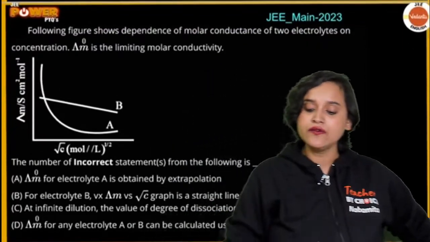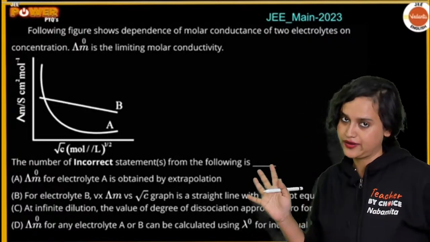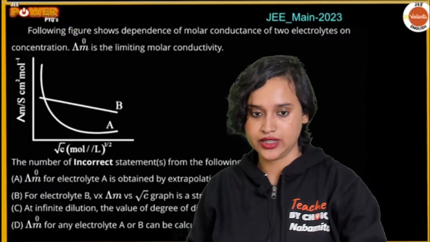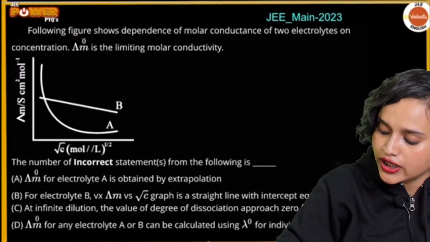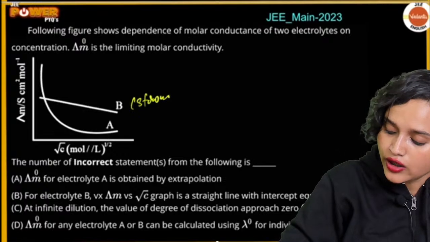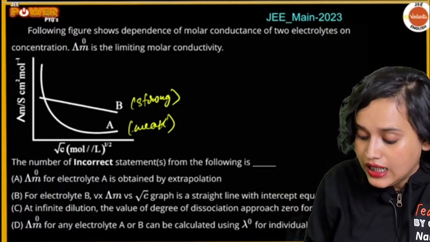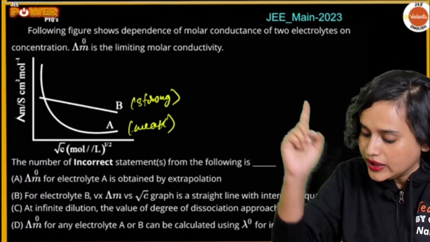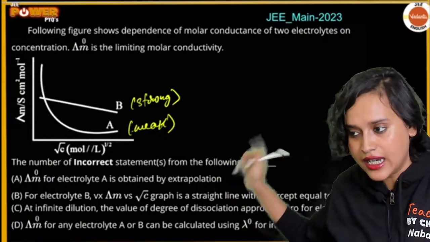Following figure shows dependence of molar conductance of two electrolytes on concentration. Lambda m naught is the limiting molar conductivity. Now from here, can you understand which one is what? B is a strong electrolyte, everybody, and A is a weak electrolyte. And if we try to make a graph between lambda m and root over C here, then what will happen? Please read the statements.